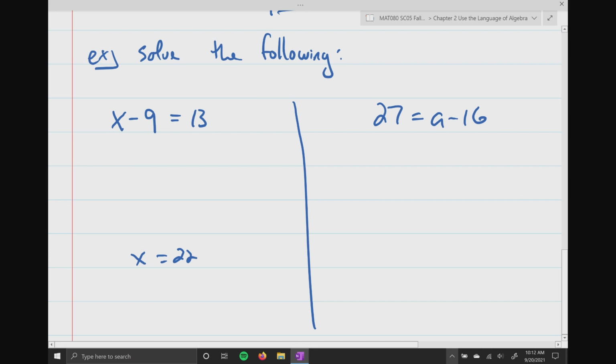Let's read it. X minus 9 equals 13. We're going to add 9 to both sides because we want to isolate our variable. 13 plus 9, well, 3 plus 9 is 12. Carry the 1, 22. Michelle, excellent job.